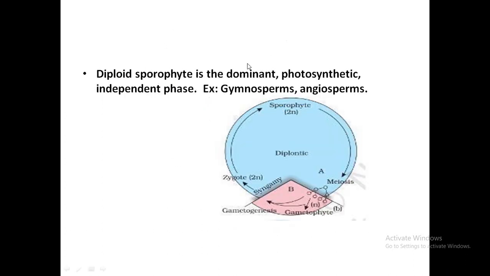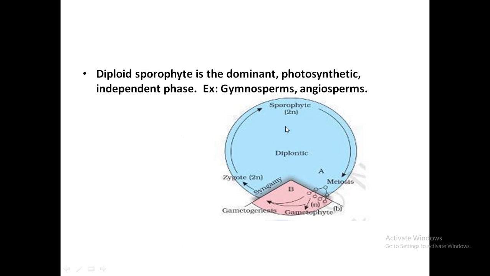The second type is diplontic. Now here the sporophyte is completely dominant. Here you can see the sporophytic generation is dominant, whereas the gametophytic generation is very short. So the diploid sporophyte is dominant.